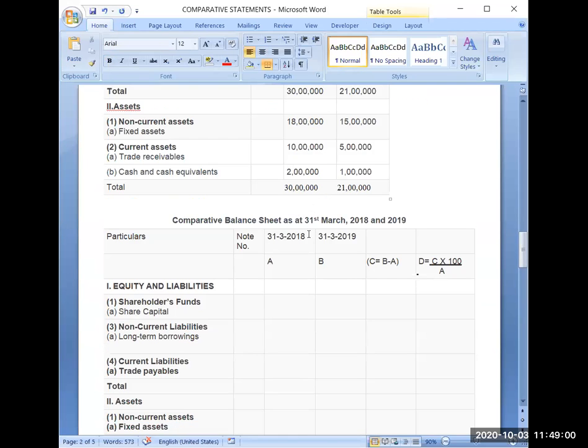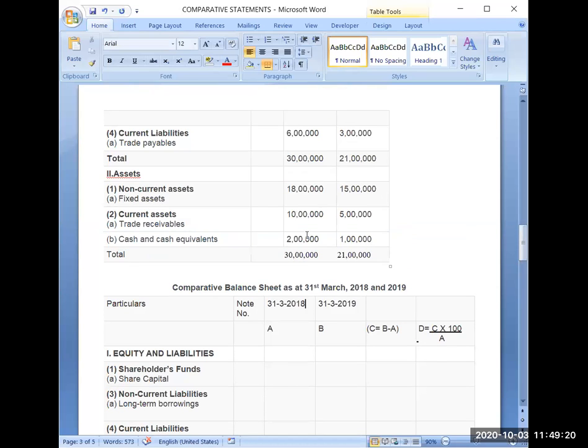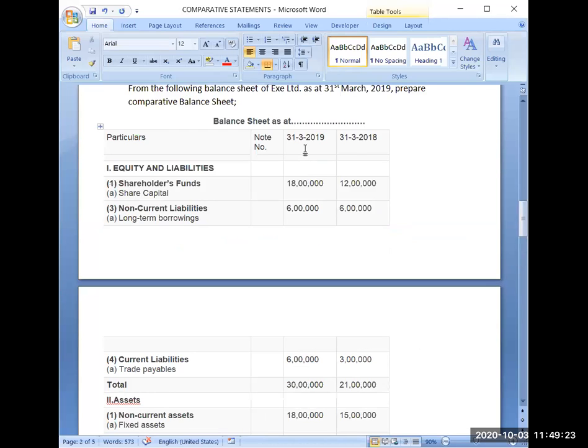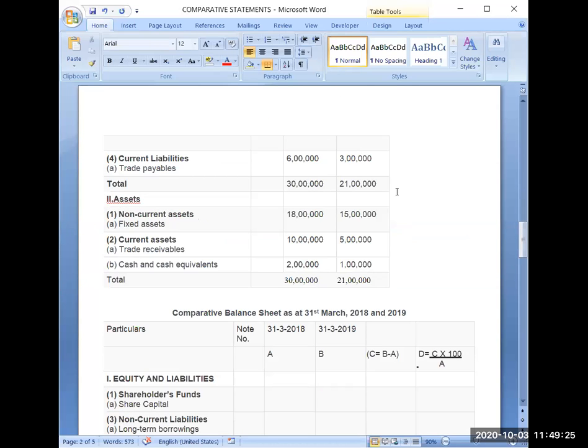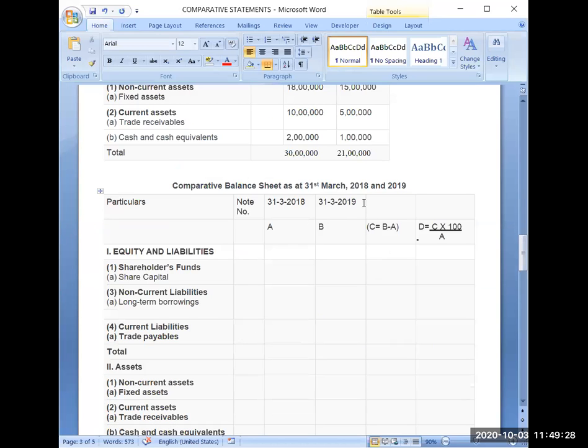And here in the comparative balance sheet, the first column is 31st March 2018, because the previous year will become the base year for comparison purpose, because I have to calculate whatever change has been there in comparison to the last year. So last year will become the base. That's why it has been shifted to the first column now. And this column has been shifted to the right hand side. Now it has become the second column. So till here, whatever information you are supposed to write, you will get it from the question itself. Only these two columns you have to solve on your own.